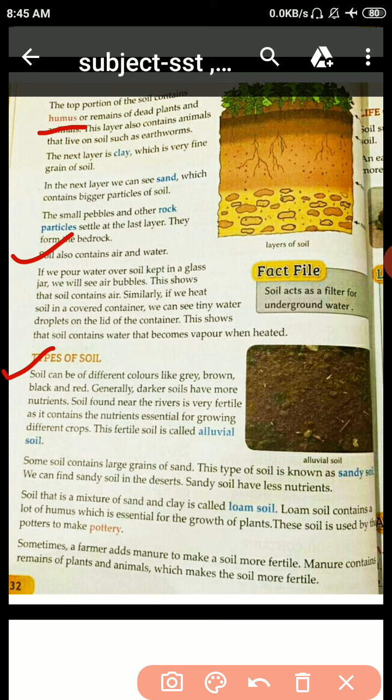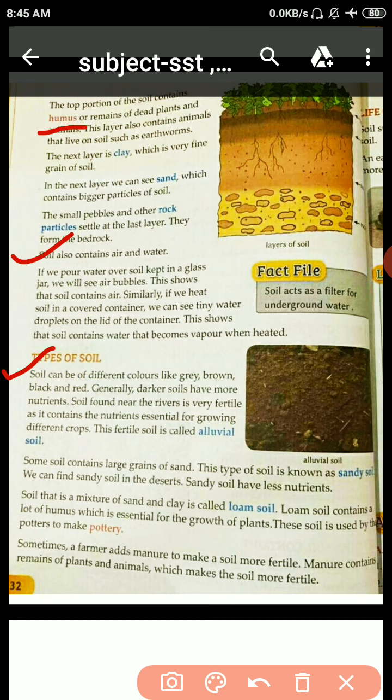Students, India is blessed with many kinds of soil due to differences in physical features and climate. So, the types of soil are here. First is alluvial soil. Some soil contains large grains of sand. This type of soil is known as sandy soil.